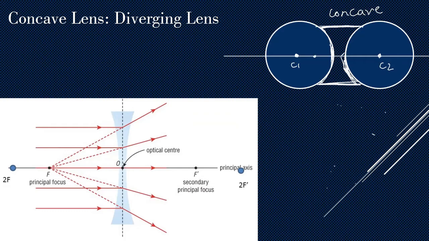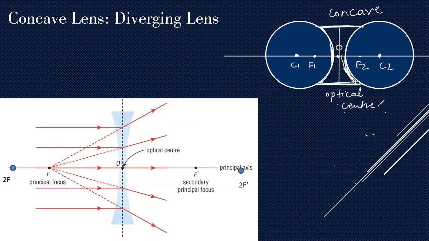As there are two centers of curvature, there are going to be two focuses, principal focus F1, F2. And if you just join this center, this is going to be your O. That is your optical center. What is optical center? Optical center is the center of the lens.